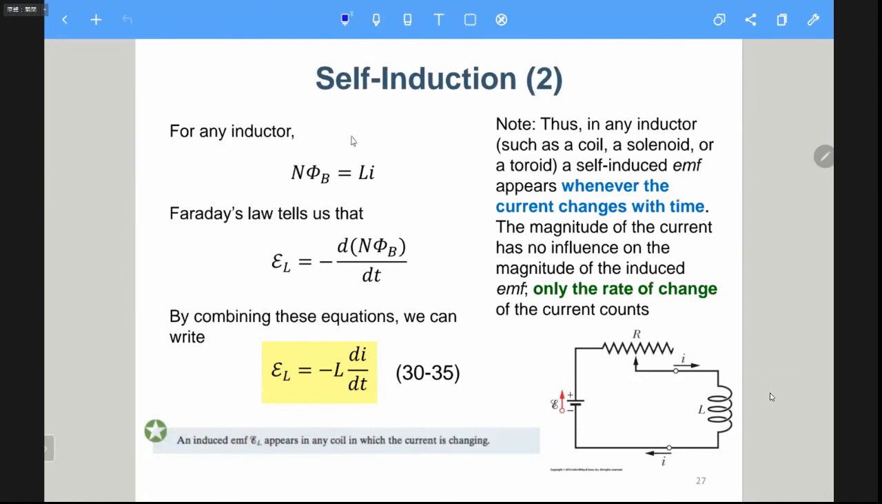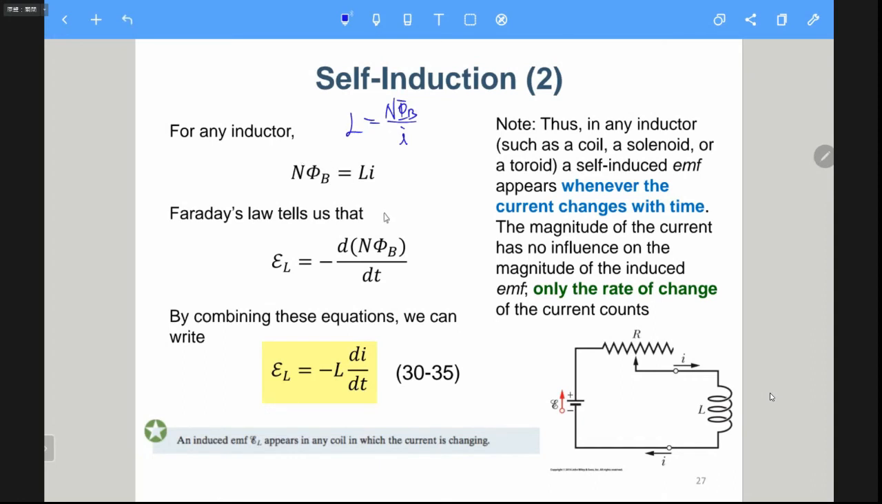Okay. So it follows. This one is the definition of the inductor, just now: L equals N phi_B over I. So you move this one to here, and we have L i equals N phi_B, like this.